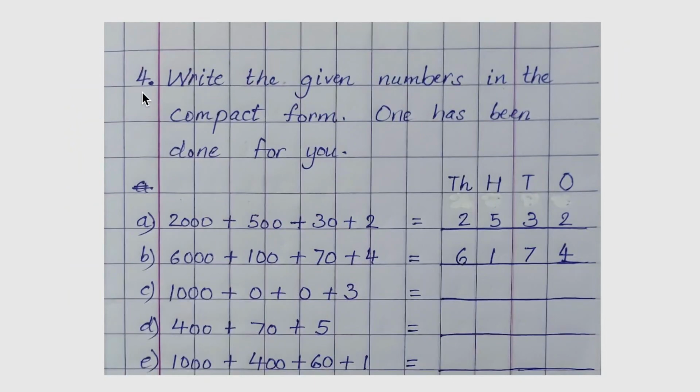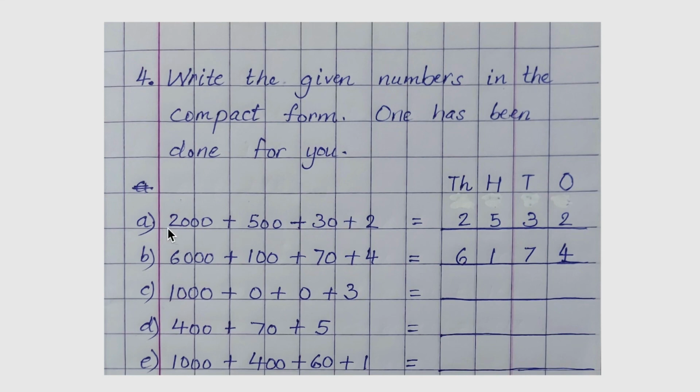Then question 4, write the given numbers in the compact form. One has been done for you. So after you finish writing the question, in the next line over here, mention the places over here like this. This is the last column of the page. So over here mention ones, then to the left mention tens, then hundreds and thousands. Like this, mention the places. Then question A, it is already done for you, but we will solve here again.